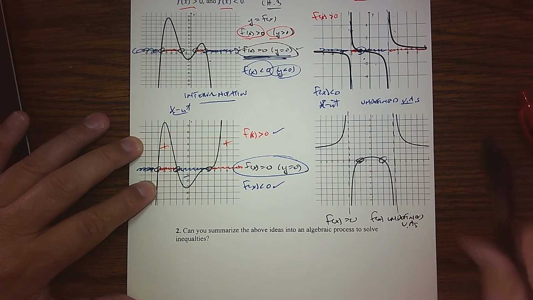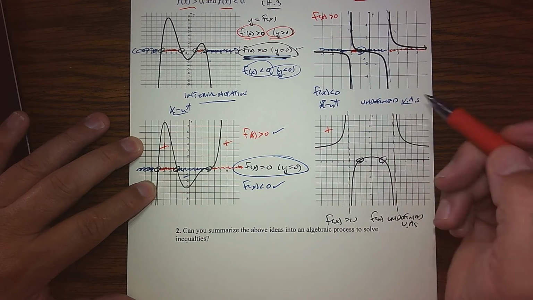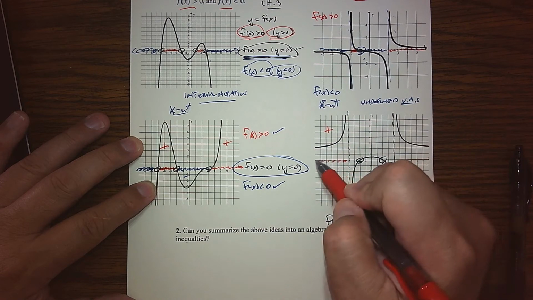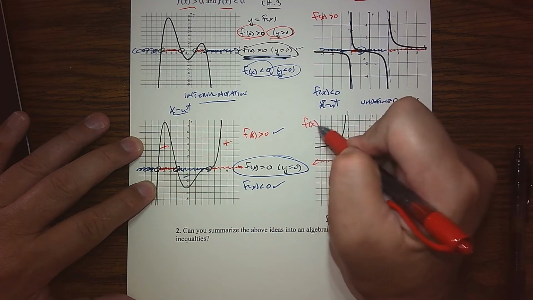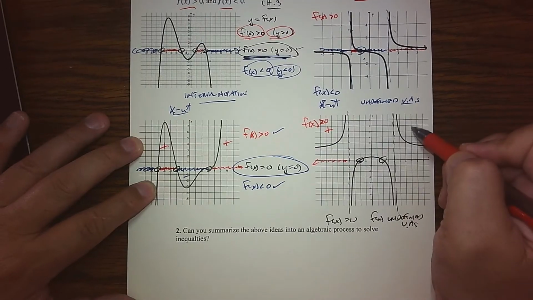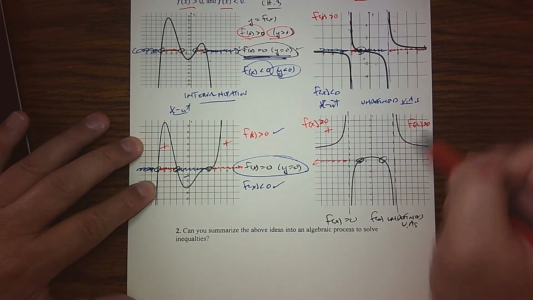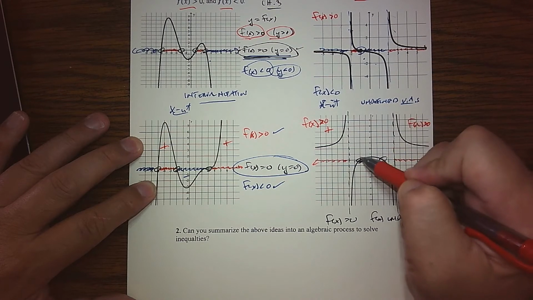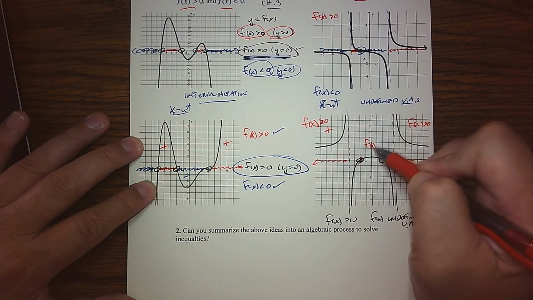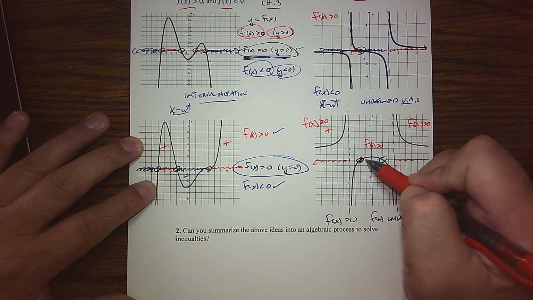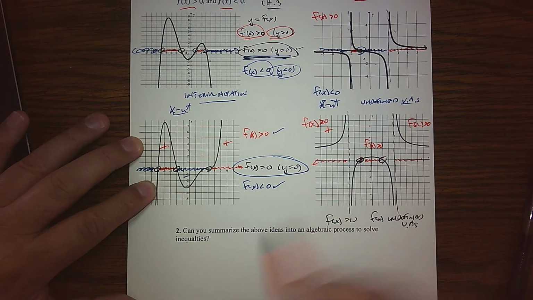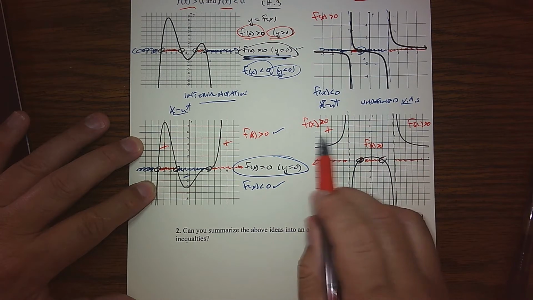Right? And so we can see that we're positive. On this part of the x-axis our function is greater than 0, and on this part of the x-axis our function is greater than 0, and right between these x-intercepts, our f of x is greater than 0. So we have 3 intervals along the x-axis where the outputs are positive.